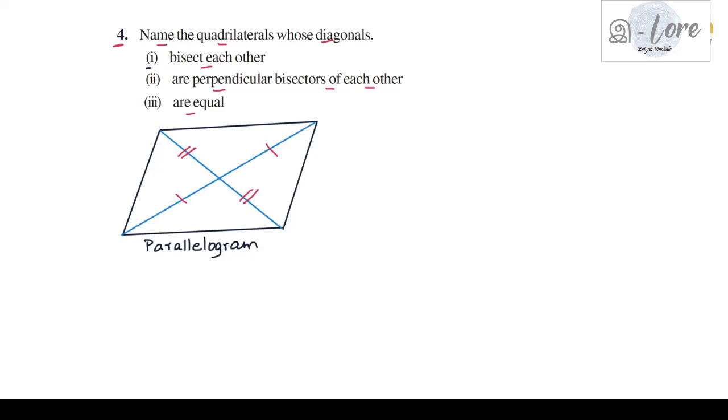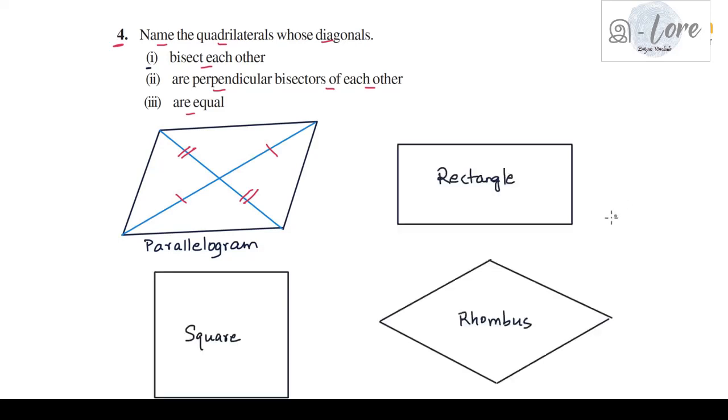And this means that specific kinds of parallelograms will also be quadrilaterals in which the diagonals bisect each other. For example, if you take rectangles, squares, or rhombuses, these will all be quadrilaterals in which the diagonals bisect each other. So the answer to the first part is that the quadrilaterals in which the diagonals bisect each other are parallelograms, rectangles, squares, and rhombuses. So this is the answer for part 1.